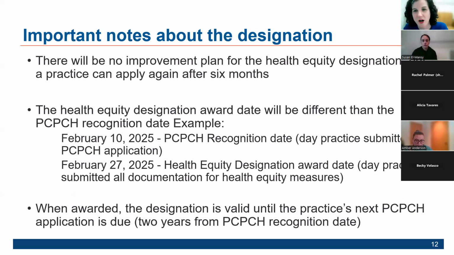And I put an example here on the slide, as you can see. So for example, on February 10th, you submit your PCPCH application. Then on February 27th, you submit all of your documentation for the health equity measures. So that would be your health equity designation award date. So I hope that makes sense. It's a little tricky, and we're working on a 1-page document that we can submit around this that makes it a little more clear for practices as well. Okay, so next slide, please.